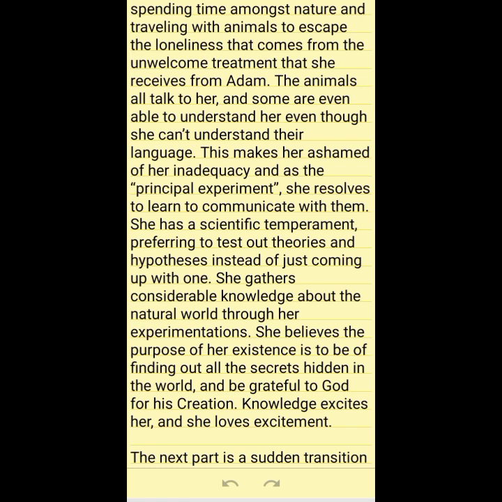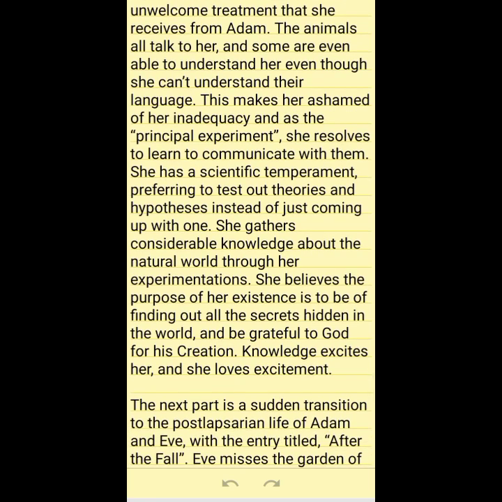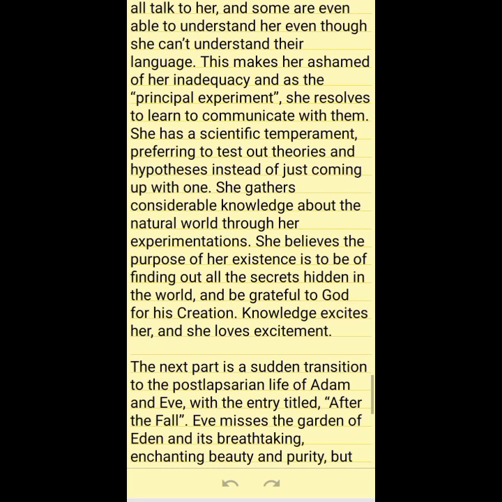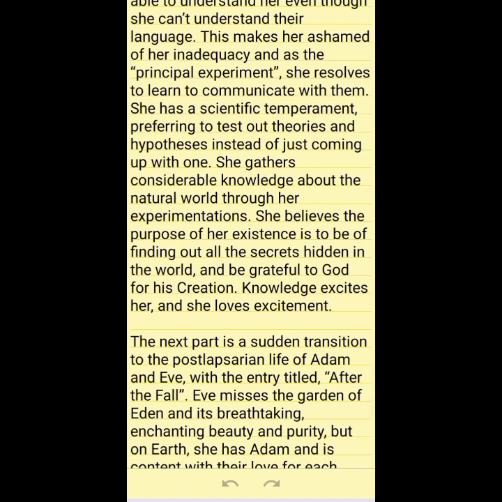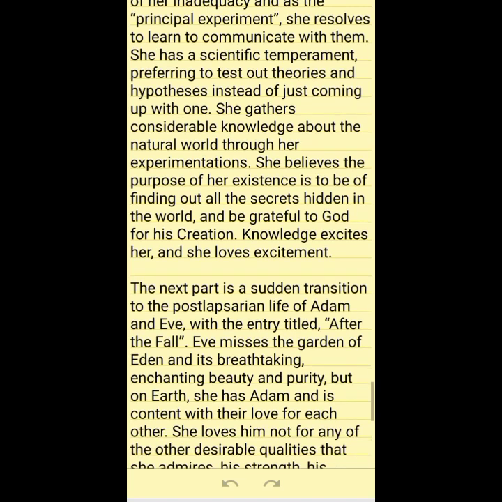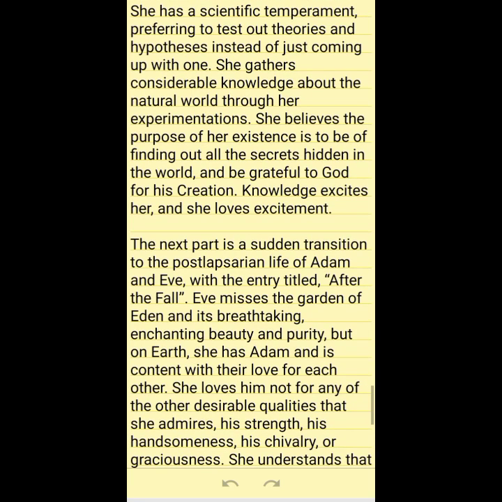The animals all talk to her, and some are even able to understand her, even though she can't understand their language. This makes her ashamed of her inadequacy as the principal experiment. She resolves to learn to communicate with them. She has a scientific temperament, preferring to test out theories and hypotheses instead of just coming up with one. So she gathers considerable knowledge about the natural world through her experimentations. She believes the purpose of her existence is to find out all the secrets hidden in the world.